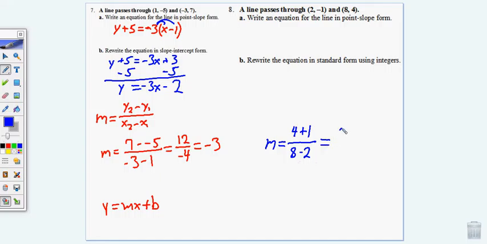Alright, so on top here we have 5. 4 plus 1 is 5. And on the bottom we have 6. 8 minus 2 is 6. So here's my slope, 5/6. I need to put this into point slope form.